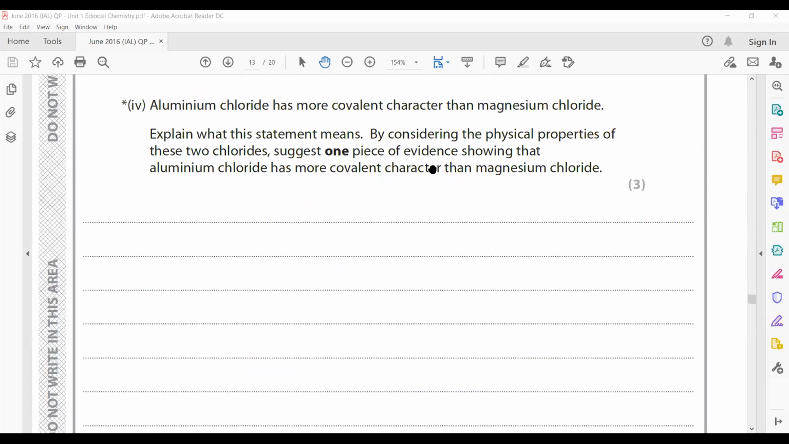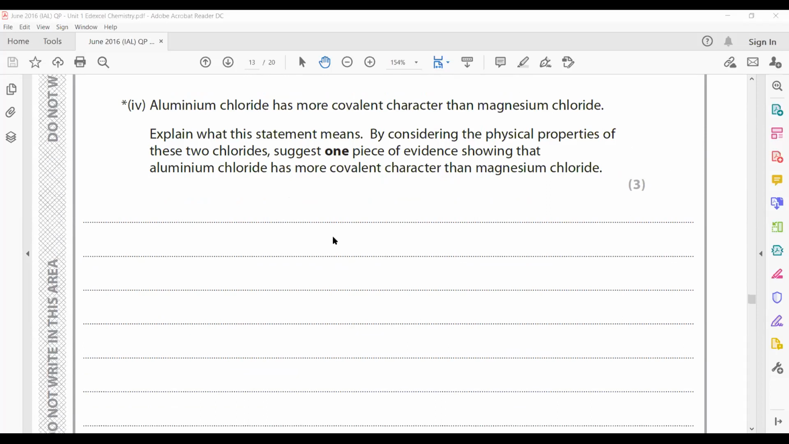Aluminium chloride has more covalent character than magnesium chloride. Explain what this statement means by considering the physical properties of the two chlorides, and suggest one piece of evidence to show that aluminium chloride has more covalent character than magnesium chloride. So what is the basic meaning of covalent character?